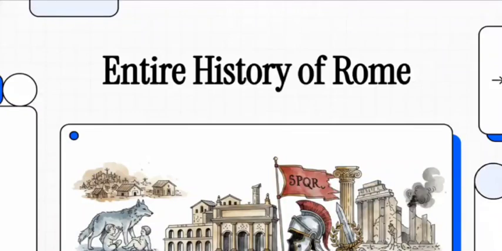to unpack well over 1,000 years of Roman history today. We'll be tracing the wild, fascinating journey of Rome, literally going from its chaotic, completely mythological origins as a tiny central Italian settlement, all the way to its spectacular, world-altering collapse.